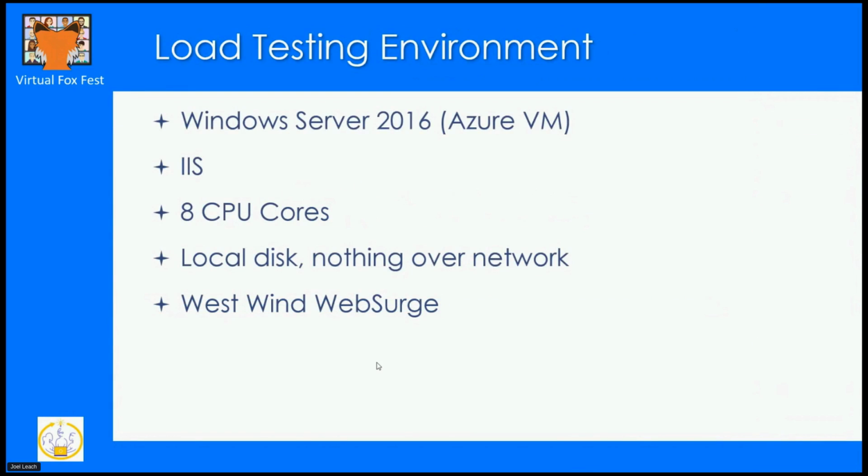So for our load testing environment, I used a Windows Server on an Azure VM using the full IIS, not Express, and 8 CPU cores. So this would be basically a production style environment, okay? Although everything was done on a local disk, we didn't access any files or data over the network. All of the web requests were done on the local machine. And Westwind Web Surge was used to perform those load tests.